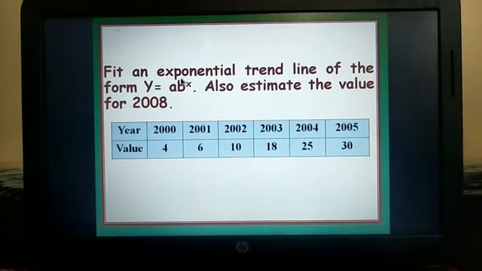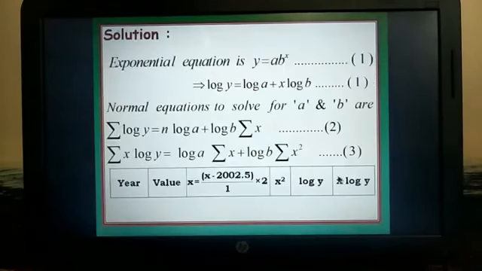An equation of the type y = ab^x has to be fitted, and we also estimate what the value will be for 2008. Observations are given till 2005. What will be the value in the year 2008? We need to estimate it with the help of the fitted equation of the type y = ab^x. Let us go for the solution.